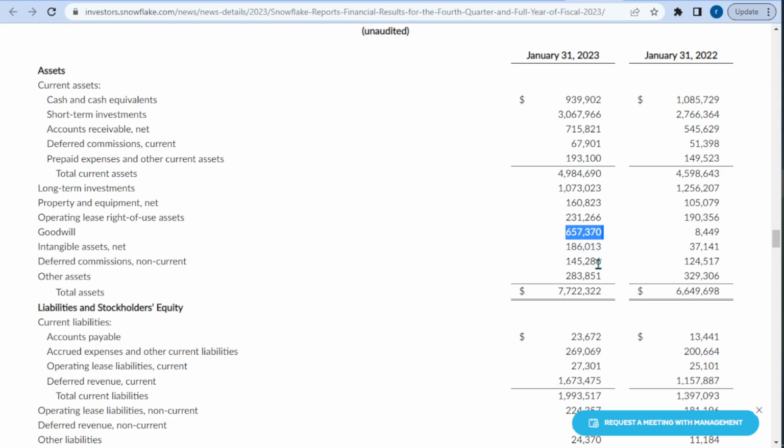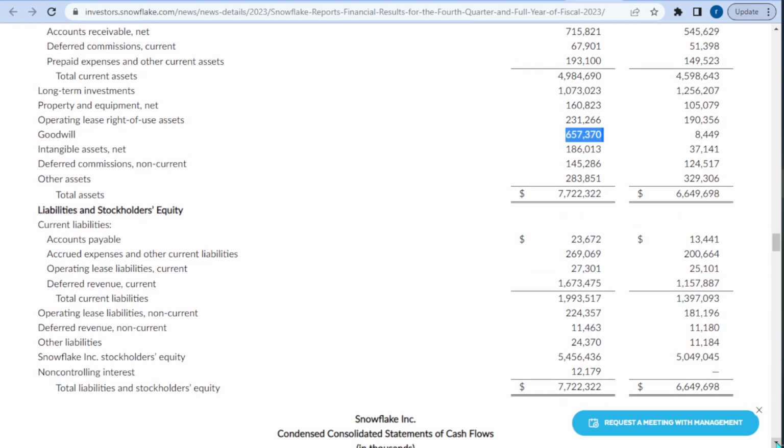Deferred commissions, that number is pretty much similar. So altogether, total assets went up pretty big. So it's about 7.7 billion now. In the last year, same quarter, it's about 6.6 billion. So obviously, a big contributor to this is that goodwill right there. Now, let's scroll down a little bit more. Current liabilities. So we have total current liabilities of about 2 billion. So much higher than the prior year, same quarter, where we had about 1.4 billion in current liabilities.